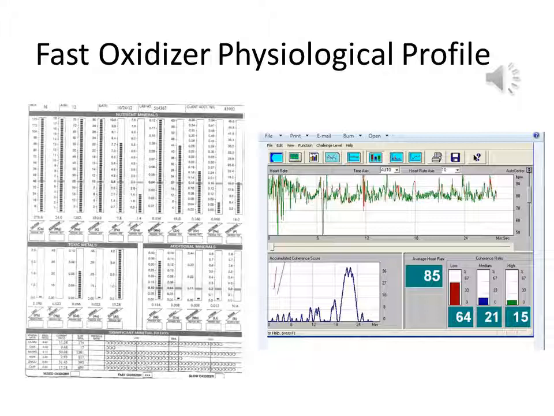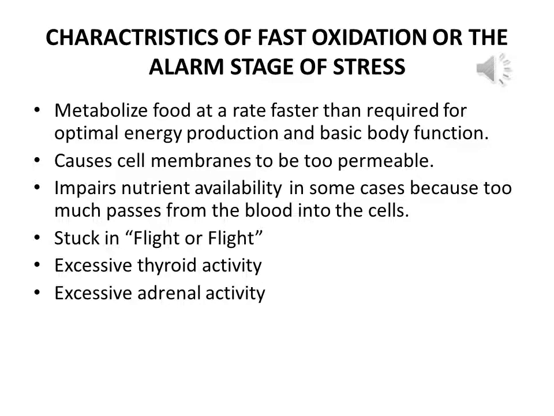On the left side is their hair analysis test, showing them as a fast oxidizer. A fast oxidizer is somebody who has a calcium to potassium ratio less than 4 and a sodium to magnesium ratio greater than 4.17. The lower the calcium to potassium ratio, or the higher the sodium to magnesium ratio, the faster the oxidation rate. So this is what we're seeing here in this particular hair analysis. What are the characteristics of fast oxidation, or the alarm stage of stress?